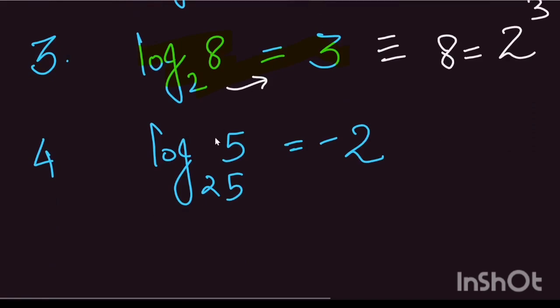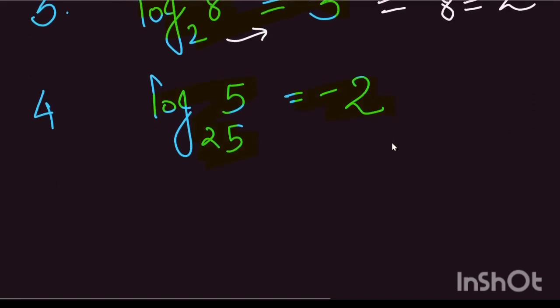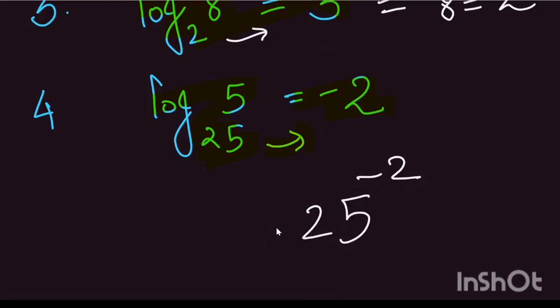In a similar way, log 5 base 25 equals minus 2 can be done as 25 will come out and it will push minus 2 up, so it will go in the power. What would be left would be 5, which we can say is an identity also. 5 is equal to 25 to the power minus 2. So this is the exponential form, guys.